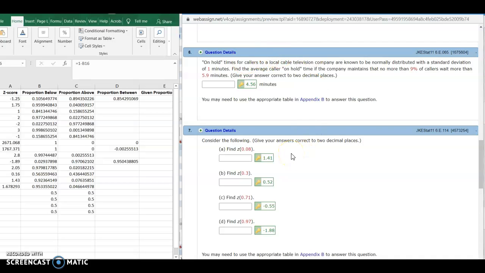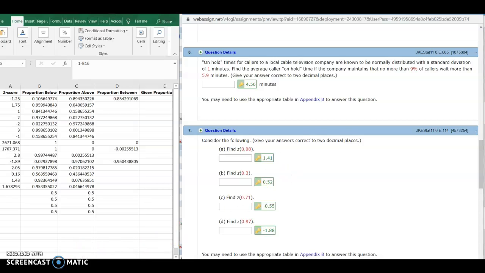In question 6 here, it says, on hold times for callers to a local cable television company are known to be normally distributed with a standard deviation of 1 minute. Find the average call on hold time if the company maintains that no more than, which means less than or equal to, 9% of callers wait more than 5.9 minutes.